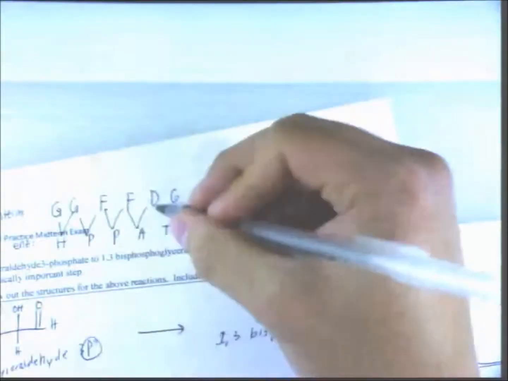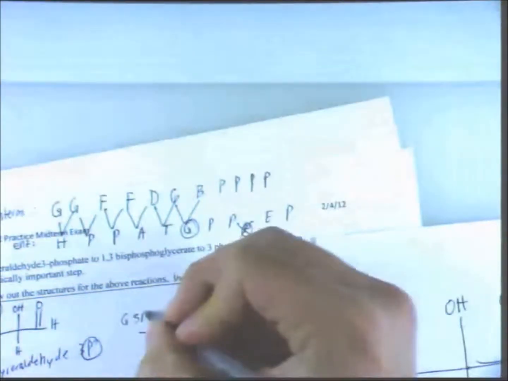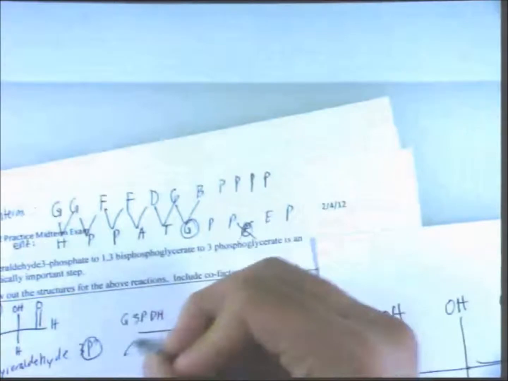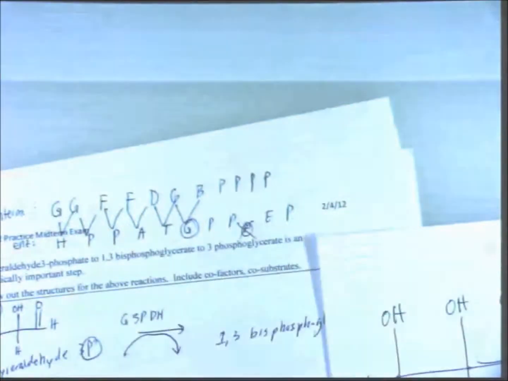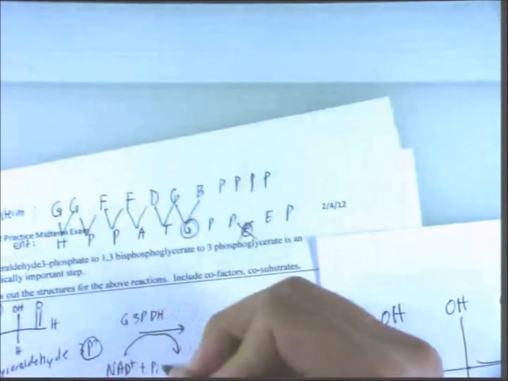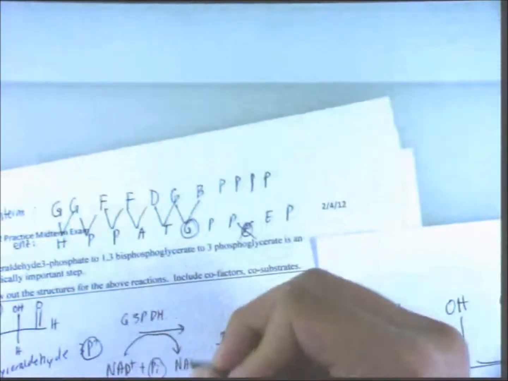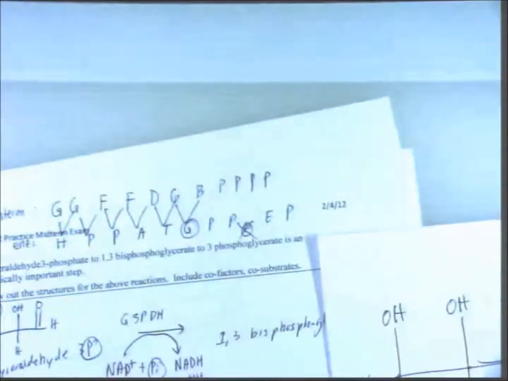Okay. And what's the enzyme? It's something with G, and this is pretty easy. This is glyceraldehyde 3-phosphate dehydrogenase. What are the cofactors for this? NAD plus and free phosphate go to NADH, plus H plus as a placeholder.